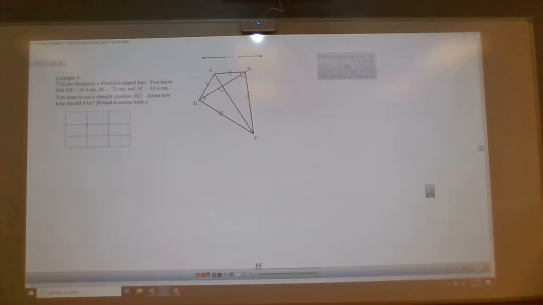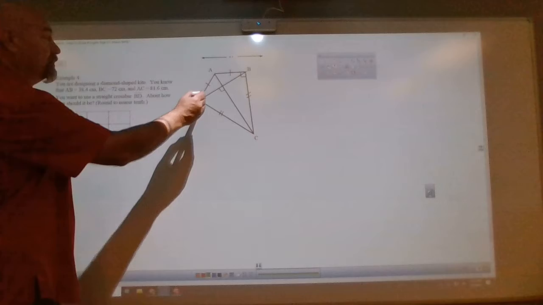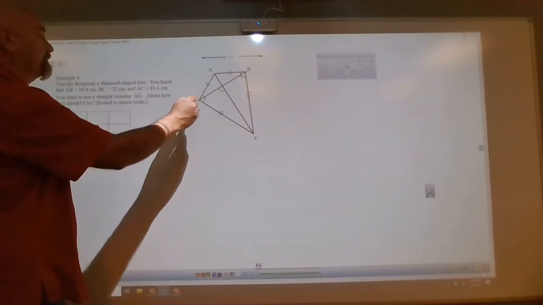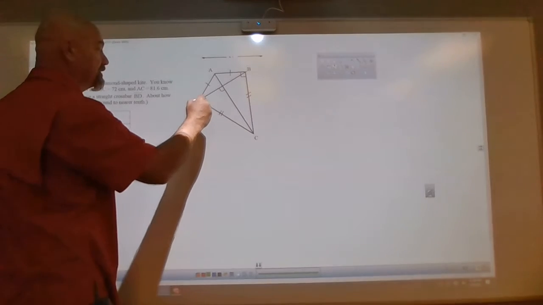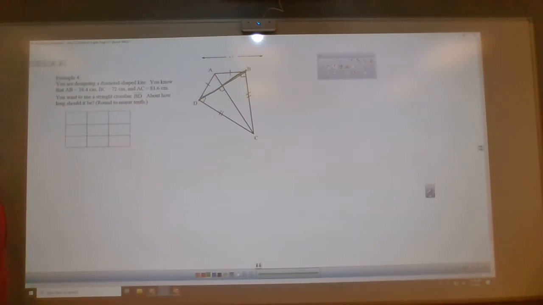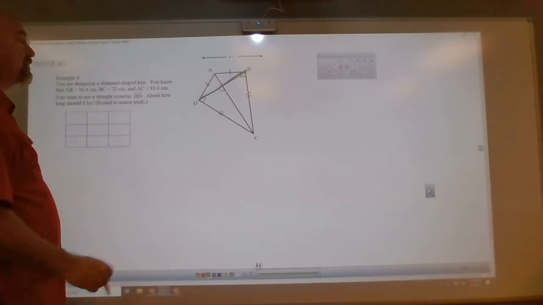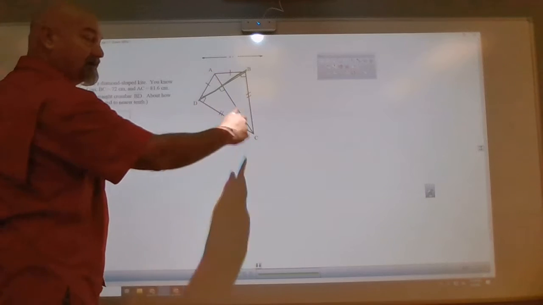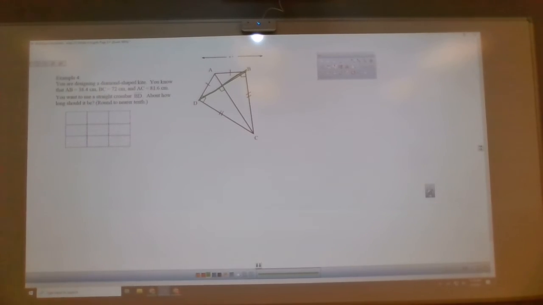All right. So, what we're looking for is what this cross member is right here. We want to know what the cross member is. Okay? That's what we're looking for. So, these two are identical, so we'll just use this right triangle right here. Okay? See that?